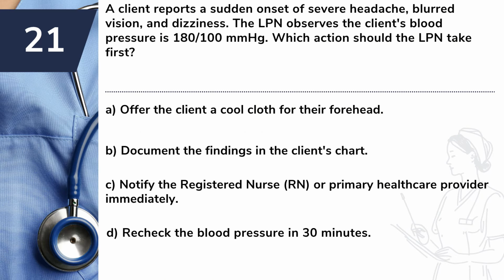Question 21. A client reports a sudden onset of severe headache, blurred vision, and dizziness. The LPN observes the client's blood pressure is 180/100 mmHg. Which action should the LPN take first? A. Offer the client a cool cloth for their forehead. B. Document the findings in the client's chart. C. Notify the registered nurse, RN, or primary healthcare provider immediately. D. Recheck the blood pressure in 30 minutes.